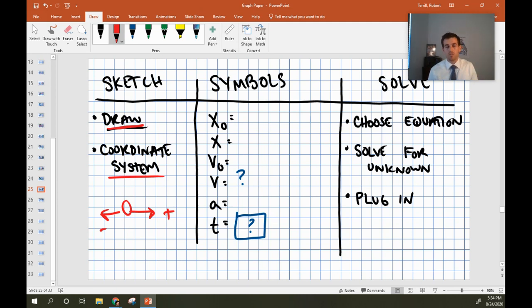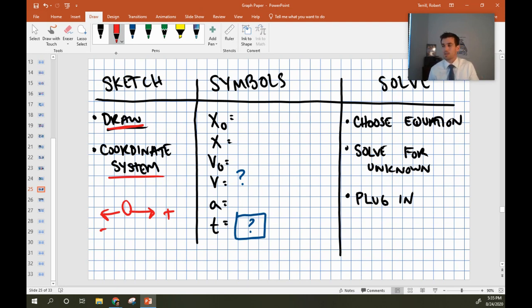Now that we know all the symbols we have available, we can go back to that Venn diagram I showed you guys and figure out which variables we have. Do we have time, position, or both? And use that to choose our equation instead of just guessing randomly. Then we will solve it for the unknown. What I mean by that is we're going to solve it for the variable before we plug anything in. So if I was solving for t, I would solve everything for t in terms of t and then plug it in at the end. And I'll show you guys an example of that.